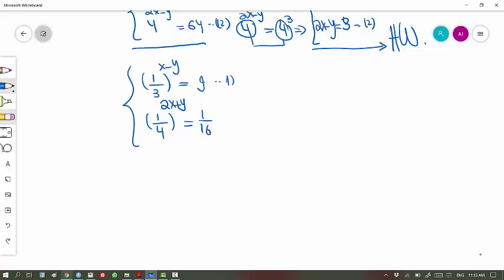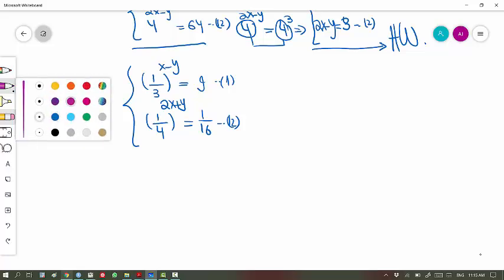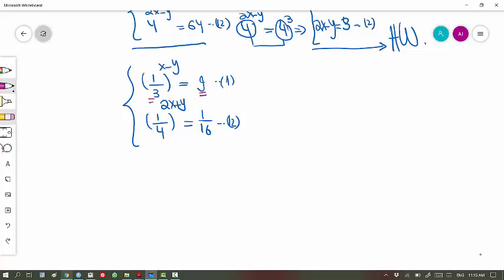This is equation number 1. This is equation number 2. Okay, in equation number 1, we try to make everything in the base of 3, because 1 over 3 can be written in the base of 3. 9 can be written in the base of 3. So we start with 1 over 3.